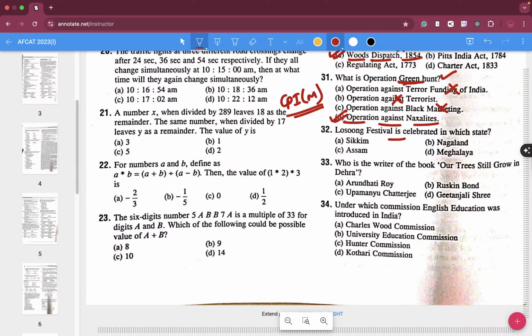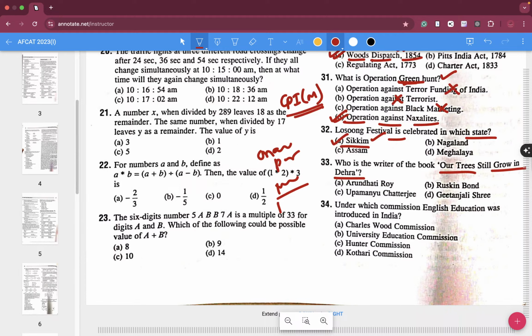Losung festival is celebrated in which state? Losung festival marks the arrival of the New Year, exactly the way there is Onam, there is Pongal, there is Makar Sankranti, there are all the other different festivals across the nation. In Sikkim, the marking of the New Year is known as the Losung festival, right? Who is the writer of the book Our Trees Still Grow in Dehra?